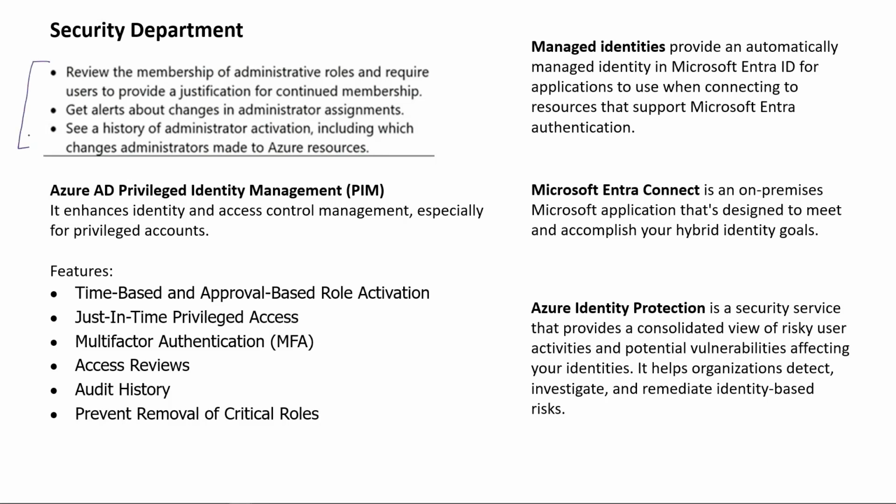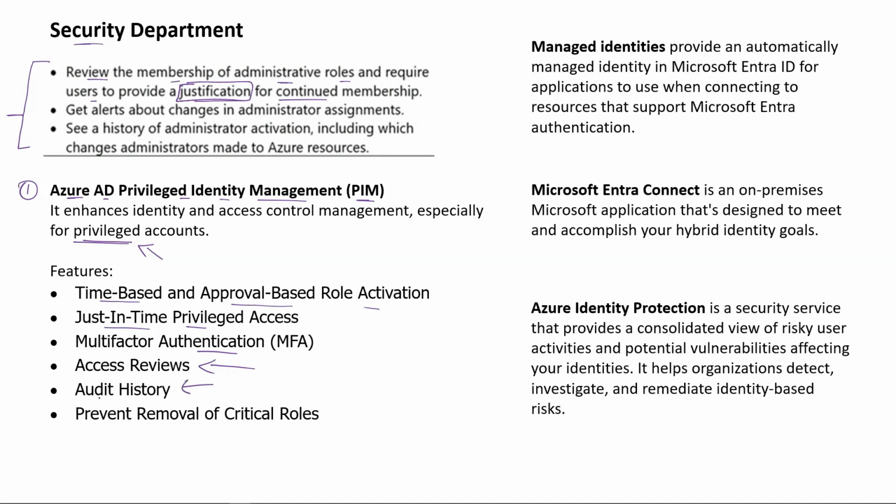So this is the requirement for our security department. The first option given here is Azure Active Directory Privileged Identity Management, or PIM. It enhances identity and access control management, especially for privileged accounts. Privileged account means administrative accounts. What we can do here is provide time-based and approval-based role activation, just-in-time privileged access and multi-factor authentication. We can provide access reviews. By having the access review, we can justify the continued membership of the administrative user.